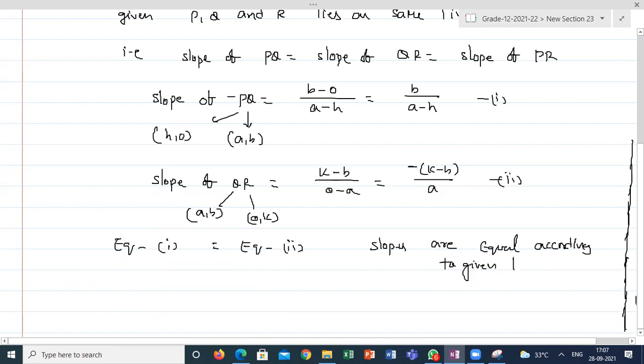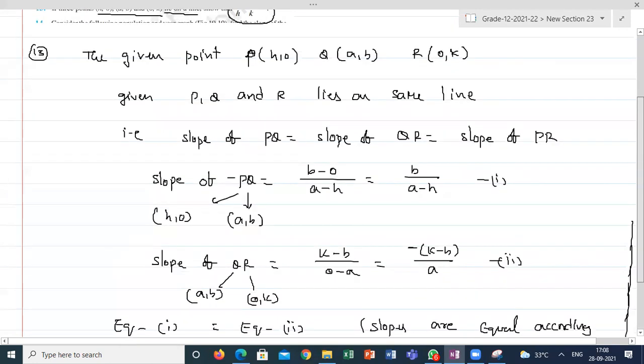Slopes are equal according to the given data. So if slopes are equal, I can say b by a minus h will be equal to minus k divided by a minus b. But what is the relation he is asking us to prove?